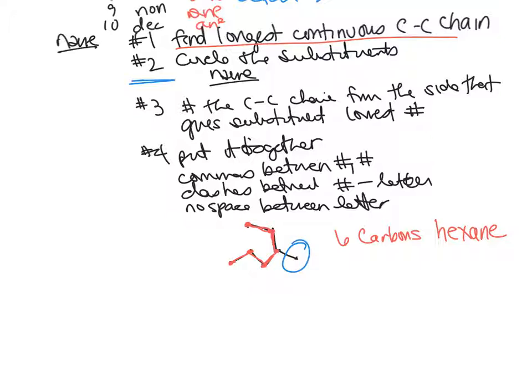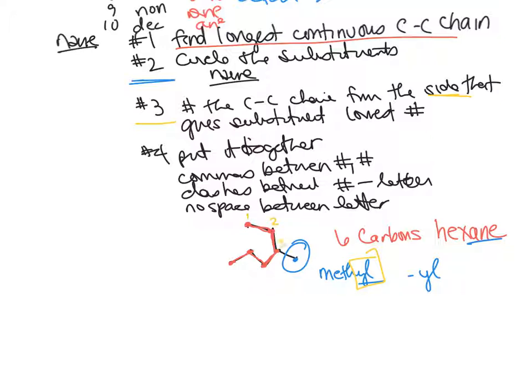The substituents are the functional groups, the carbons that are coming off of the long chain. So here we have one carbon, so it's a methyl. Substituents don't have the ane, they have the yl. So yl means it's a substituent. That's the suffix right there. So methyl. And then we have to give it the side that is the lowest.